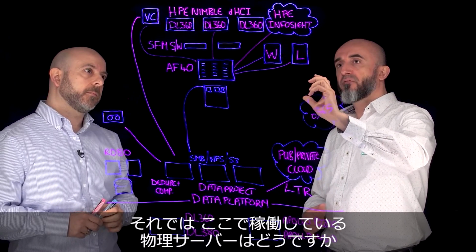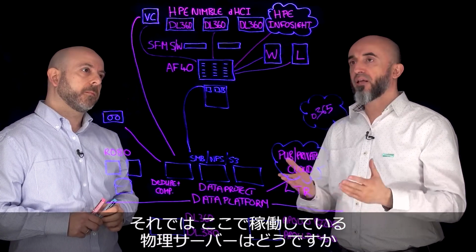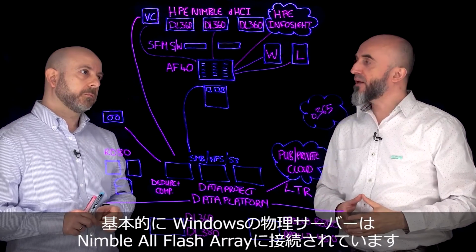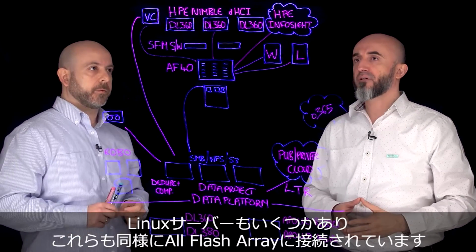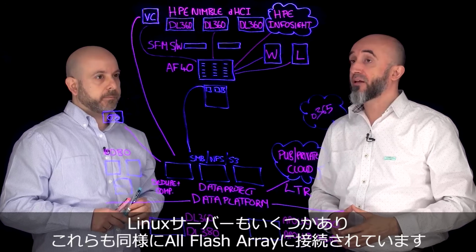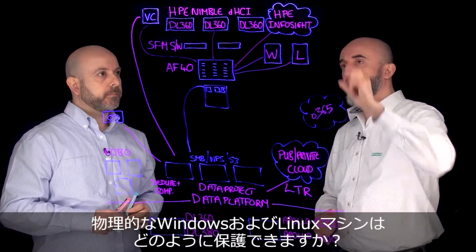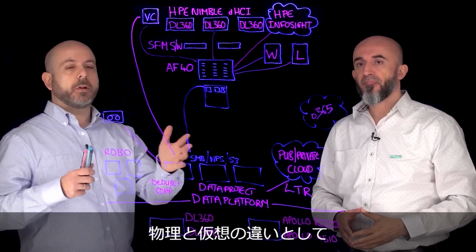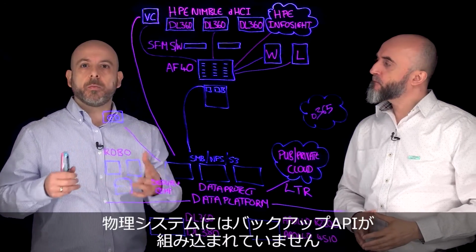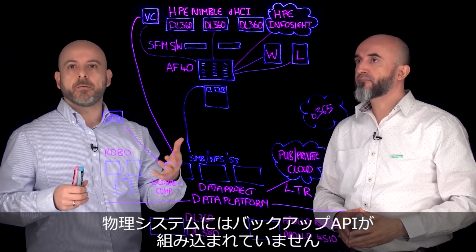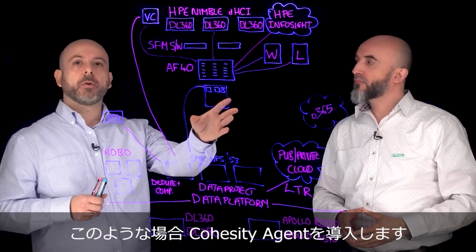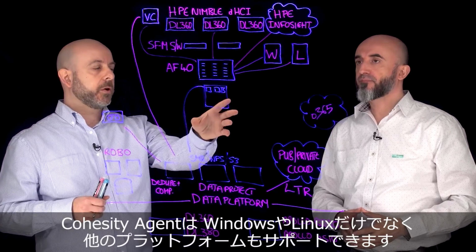So what about my physical servers that I'm running here? My Windows physical server is also connected to my Nimble all-flash array, and I have some Linux servers talking to my all-flash array as well. How do I protect my physical Windows and Linux machines? Good question. The difference between physical and virtual is that there is no built-in backup API in physical systems. So in those instances, we do actually deploy an agent. Okay, so we deploy the Cohesity agent.